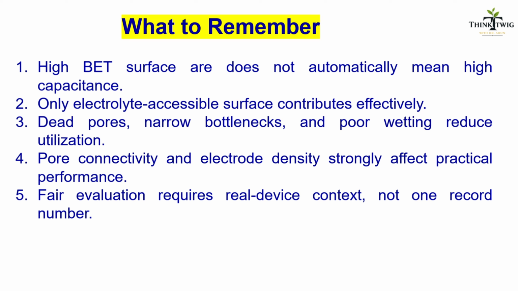Then comes electrode density. Can enough active material fit inside the available device volume? And finally comes rate performance. Does that surface remain accessible when the charging and discharging become fast? So next time you see a huge BET surface area in a paper, do not let that number decide the result for you. Look deeper. Check the pore size distribution, electrolyte, mass loading, electrode density, rate capability, also impedance. More importantly, the two-electrode device performance. And that is where the real performance is rewarded.